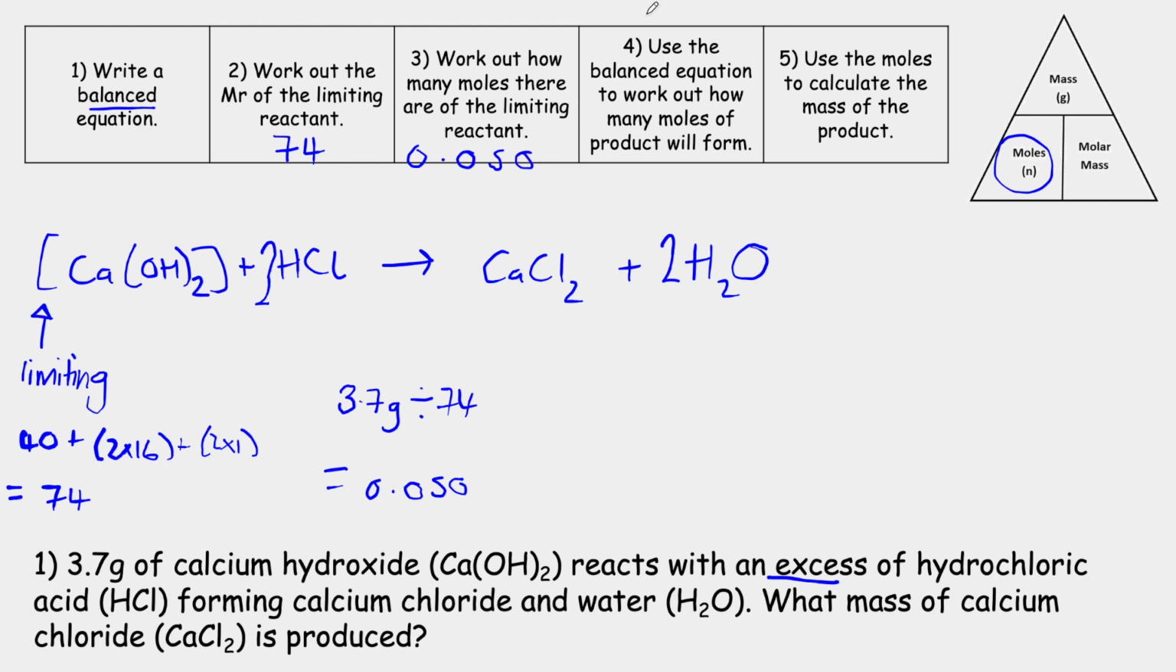The next step is to use the balanced equation to work out how many moles of a product will form. Well, this is in a stoichiometry, which means the molar ratio, we have 1 of these, and that produces 0.050. I want to know how much calcium chloride there is. And then if you look at the ratio between the two, it's a 1 to 1. So if we produce 0.050 moles of this, we'll produce the same amount of this as well.